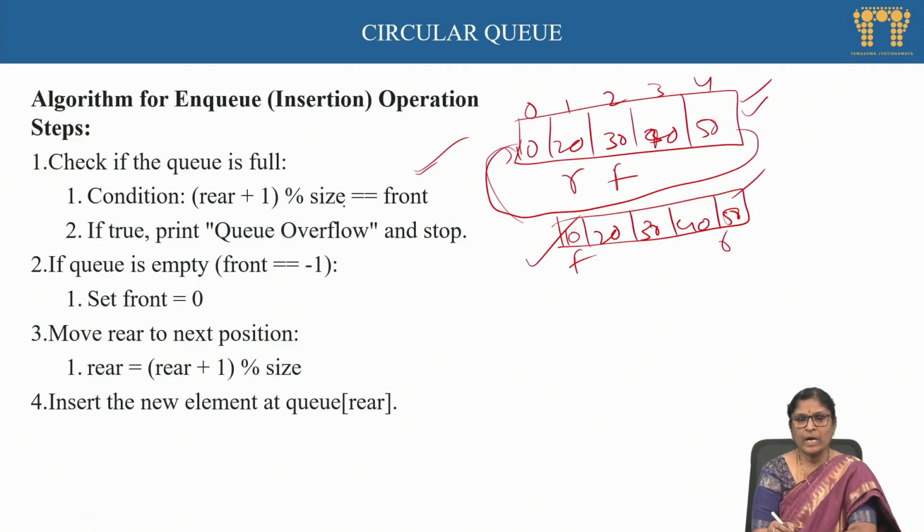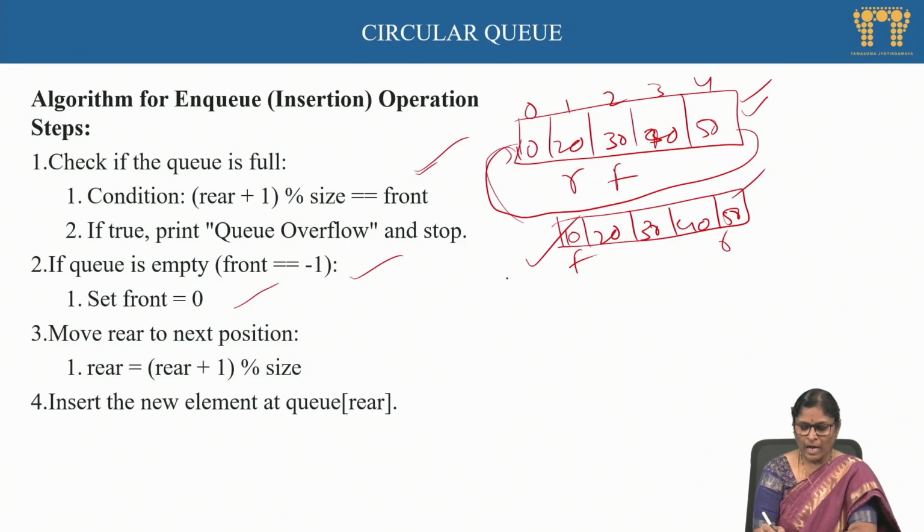So if front is equal to (rear plus 1) mod size, then your queue will be overflow. The elements are already filled, you cannot insert. Otherwise, check whether your queue is empty. Whenever the queue is empty, meaning front equal to -1, then set front equal to 0, because we have to start performing the operations NQ and DQ.